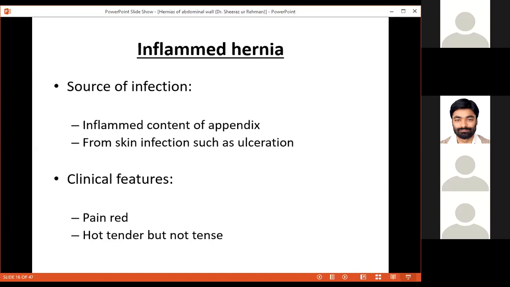Inflamed hernia is one in which there is inflammation from the local bowel as well, or from the underlying structure that is being inflamed. The source of inflammation could be the appendix. It could be from the skin, from ulceration. Clinical features are those of inflammation: there is pain, redness, heat, and tenderness, but it's not tense. If it is tense, then you might need to consider a diagnosis of a strangulated hernia.